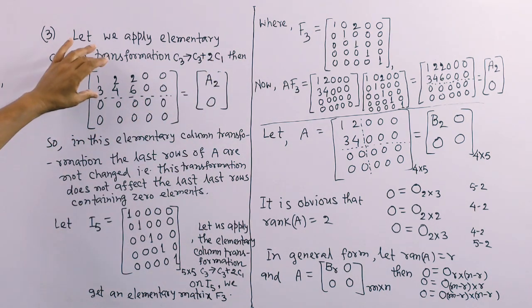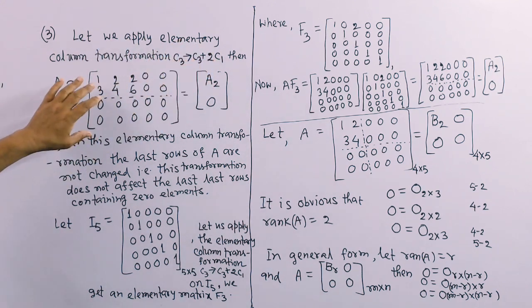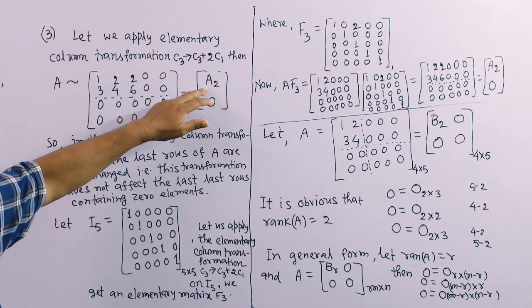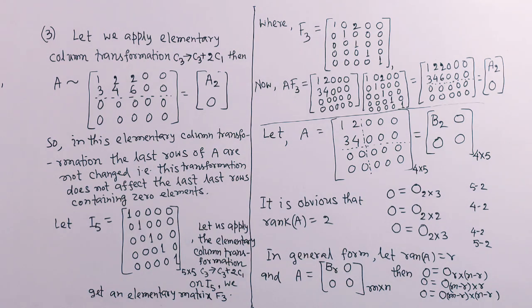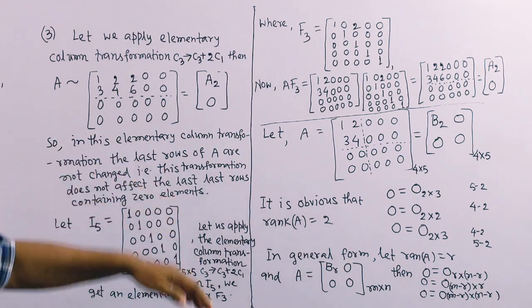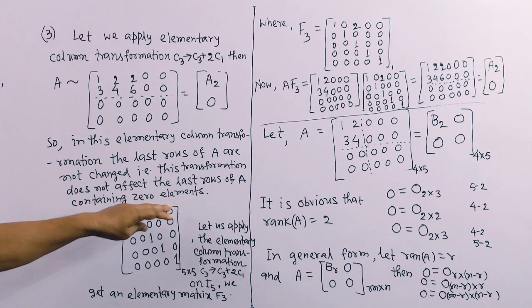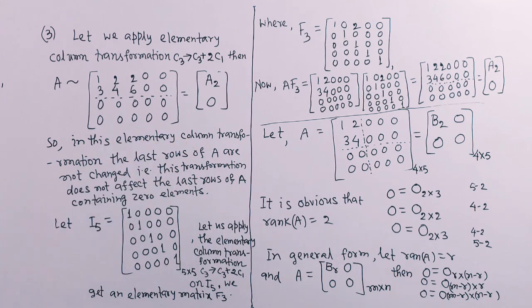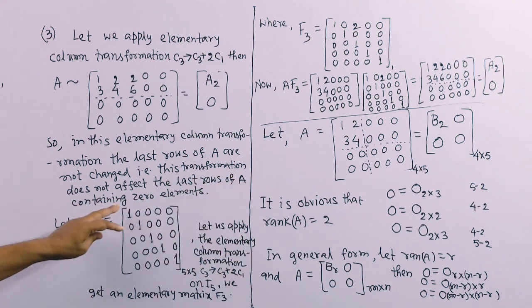And here we see that the first 2 rows are non-zero rows. We may write this in the form A2, and the last 2 rows are 0 rows, so we write 0 here. Here we see that for this elementary transformation the last rows of A are not changed. That is, this transformation does not affect the last two rows of A containing 0 elements.